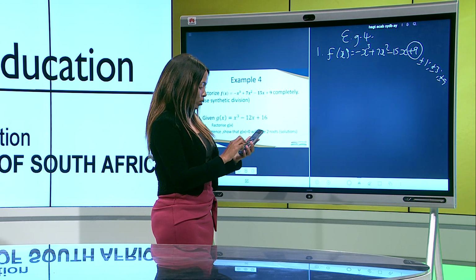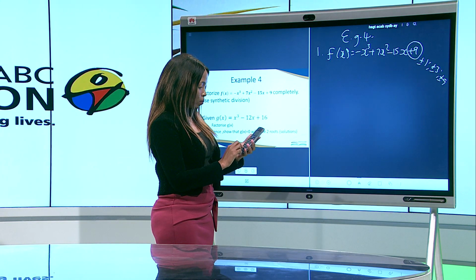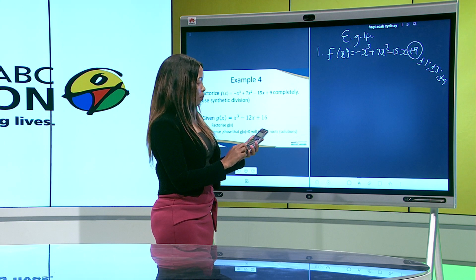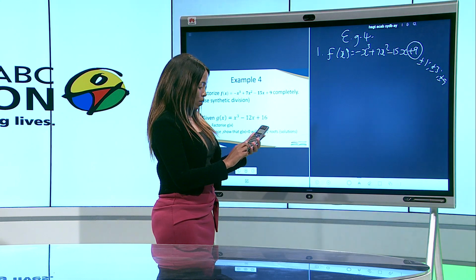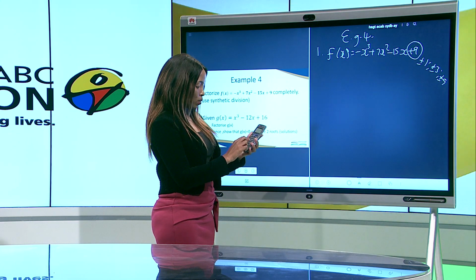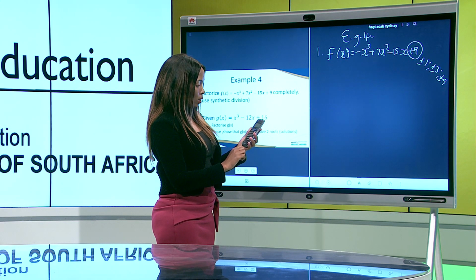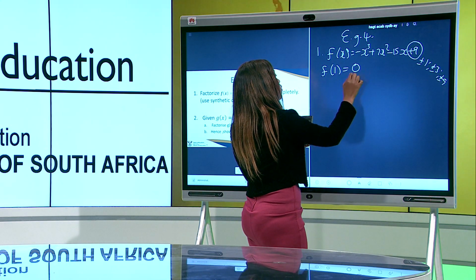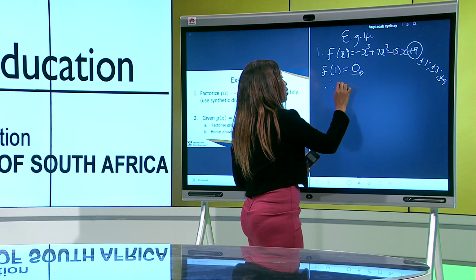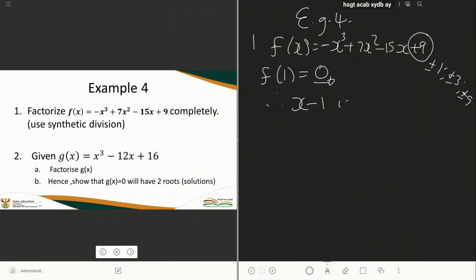Positive 1 cubed, to save time, positive 1 cubed plus 7 into positive 1 squared minus 15 into positive 1 plus 9. Then here, our f(1) gives us the remainder of 0. Therefore, we can say it means x minus 1 is a factor of the polynomial.